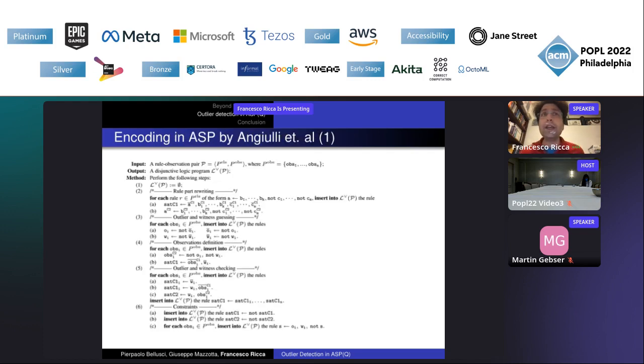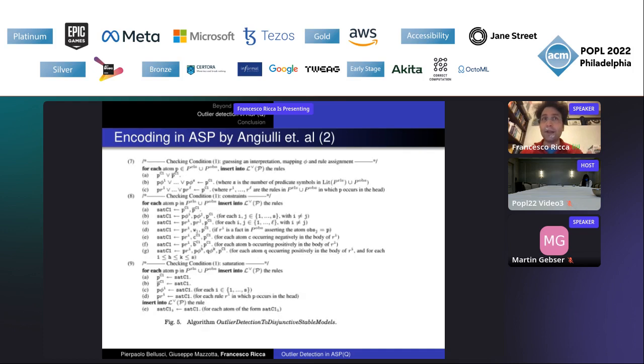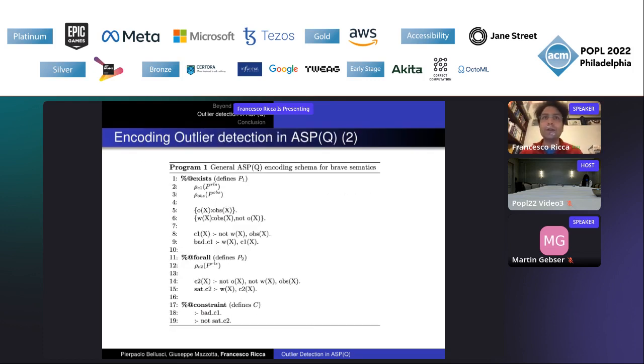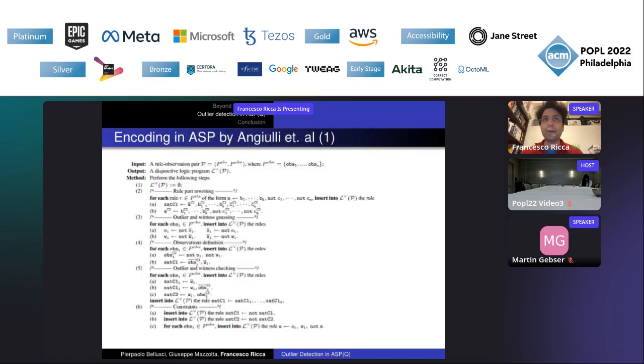This that you see here is taken from the paper by Angiulli et al. It takes 2 slides to do the same thing in plain ASP. And as you can see here, there is a lot of SAT, C1, and whatever. This is the base for these saturation techniques that you may know or not. But what I wanted to show you with these slides is that our solution is much more compact and easier to read than the one proposed by Angiulli et al.